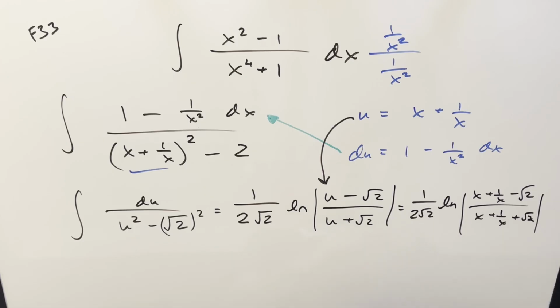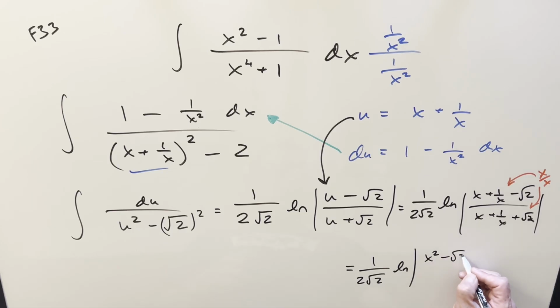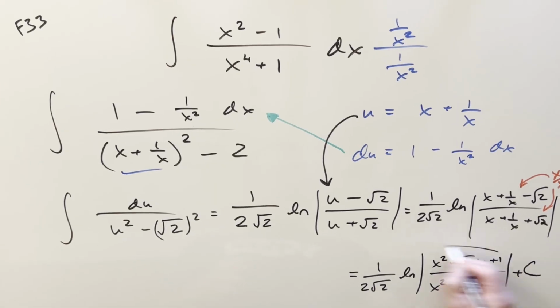And now we could leave it, but let's try to clean it up a little bit. I can multiply by 1, multiplying by x over x, just to clear that out of the denominator there. So when we do it, we get 1 over 2 square root of 2, natural log. Then it's going to become x^2 - square root of 2 x + 1 over x^2 + square root of 2 x + 1, plus C, and that's it.